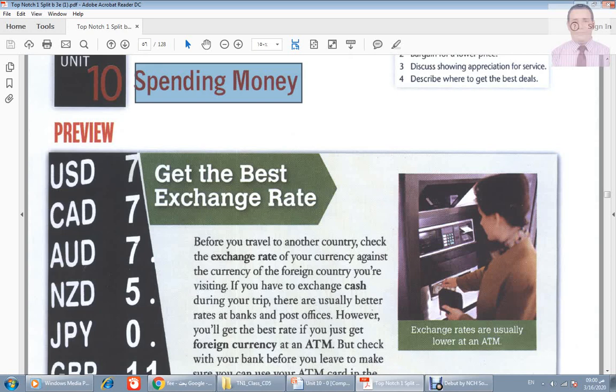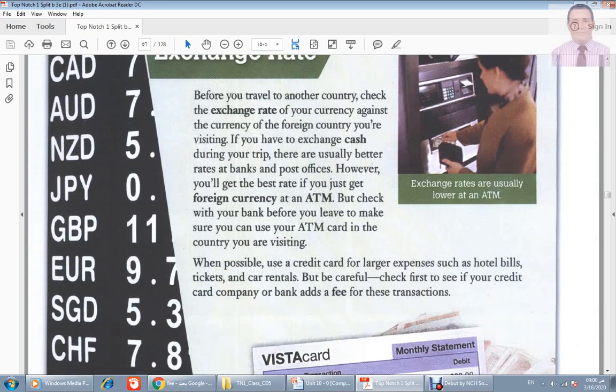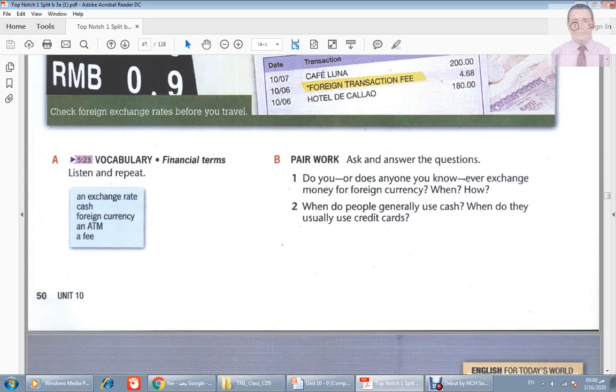That's fine. So before starting to read this very short passage, we need to go to the vocabulary and exercise A and try to listen to the correct pronunciation of these vocabulary that we have. Then we're gonna explain them. Okay, let's start.